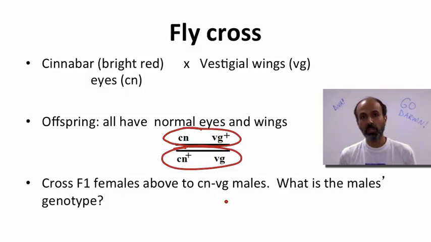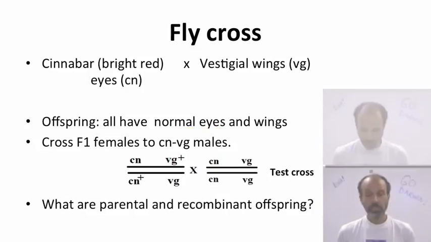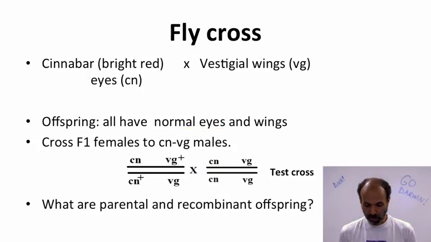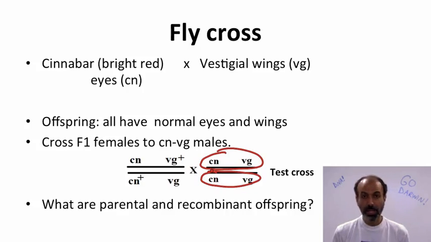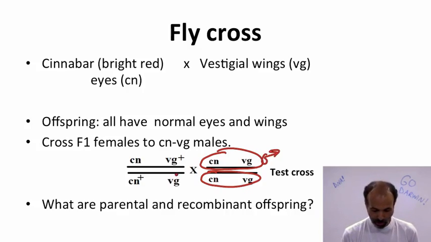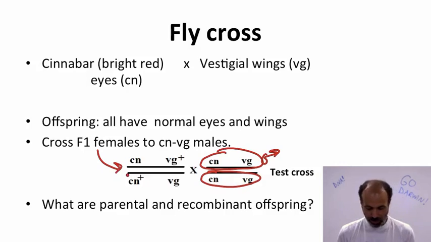Well, what would the genotype be for these males? If they have both mutations, we know it's recessive, so what would the genotype be? Since the males exhibit both mutations, the male is necessarily homozygous for cn and vg because it has cinnabar eyes and vestigial wings. So these are the males that we're going to cross them to. These are the F1 females right here.